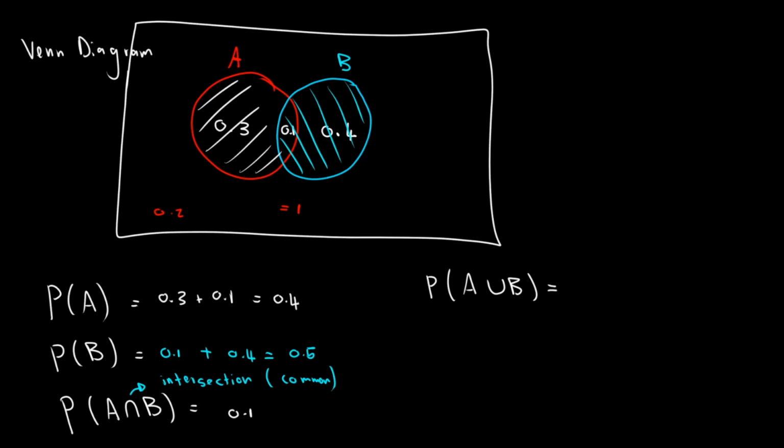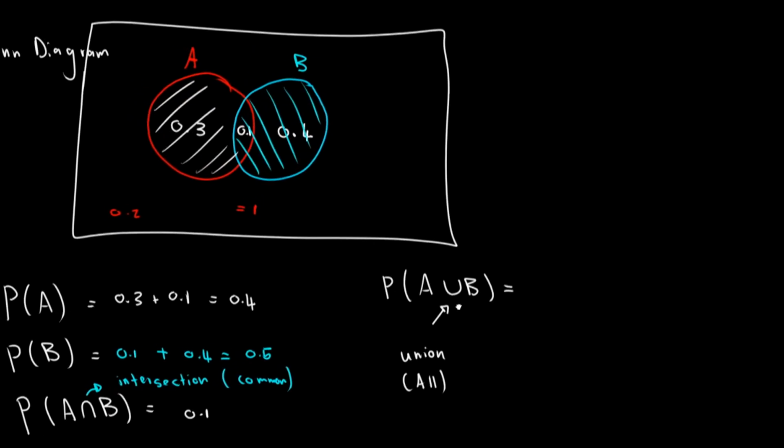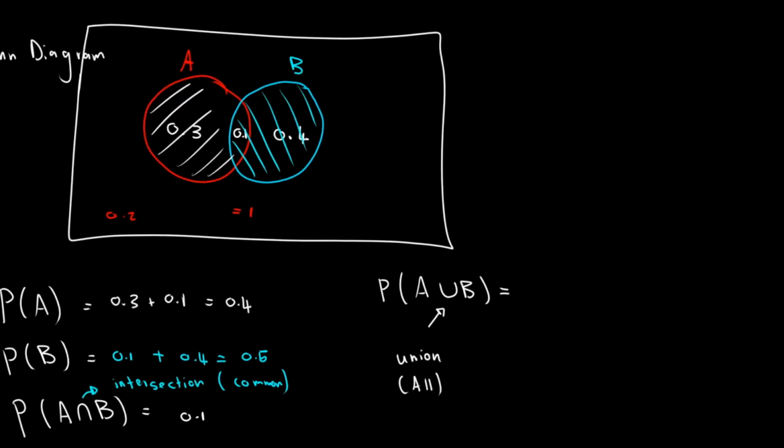Okay. So what does this thing then mean? Well, this is known as union. And union means all. So let's decipher this formula. To calculate union, there's usually this formula: the probability of A plus the probability of B, minus the probability of A intersection B.